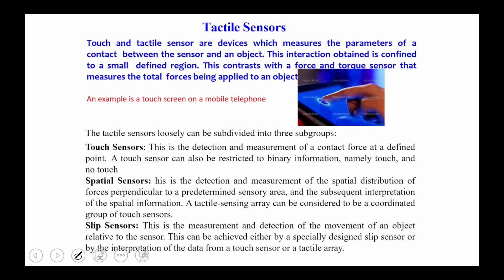In the case of the slip sensor, this is the detection and measurement of the movement of the object relative to the sensor. This can be achieved either by a specially designed slip sensor or by the interpretation of the data from a touch screen or tactile sensor. It will take the average over the whole area of the touch screen that we cover, so the slip sensor will cover at what points we touch. It will take the average distance of all the forces applied at different positions of the touch screen, and the average value will be displayed by the slip sensor.